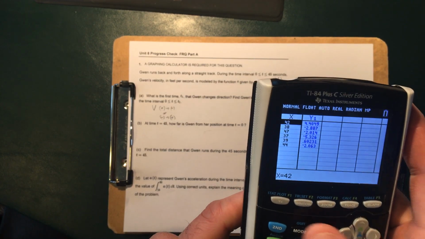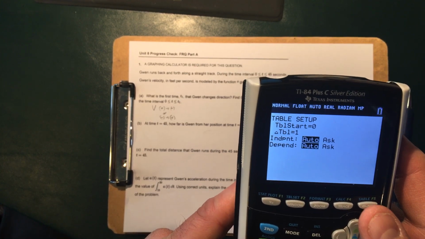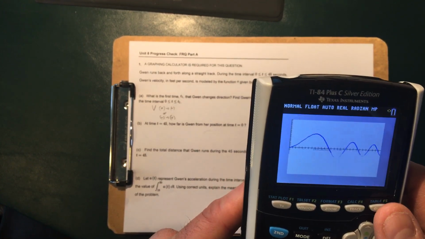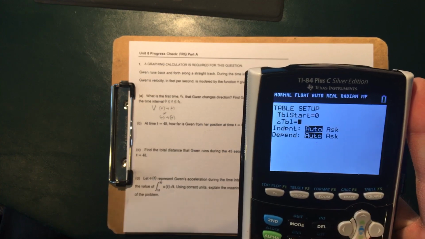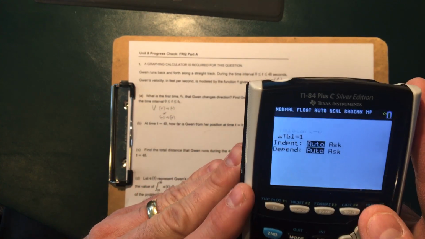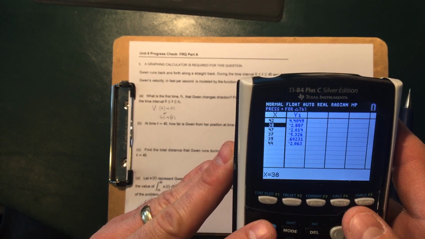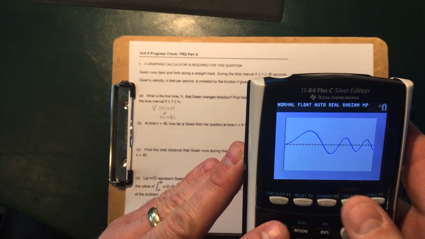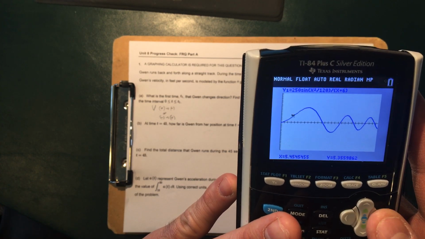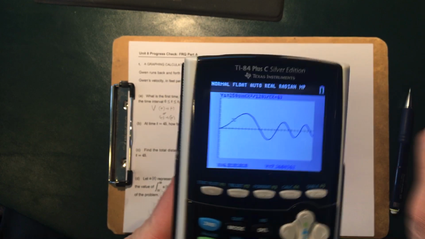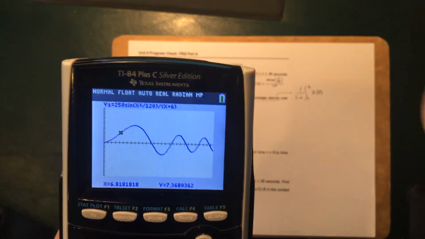Okay, so it looks to me, I wonder if we go to our table and look at the very beginning of this. Table set, start at 0, let's do auto. Make our step size go by ones, just let's see. All right, well, let's just go back to our tracing. Trace at 0 is 0, and then it seems to go up from there. Okay, cool. So it looks like the first time that it changes is right here. Velocity changes from positive to negative right at that spot.